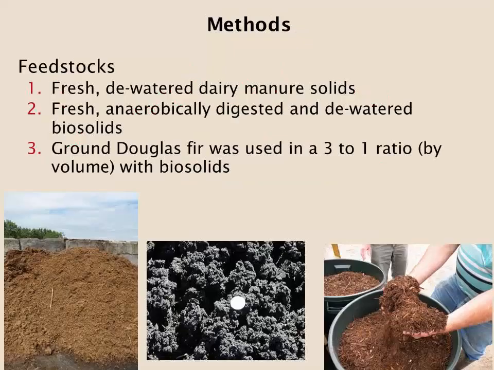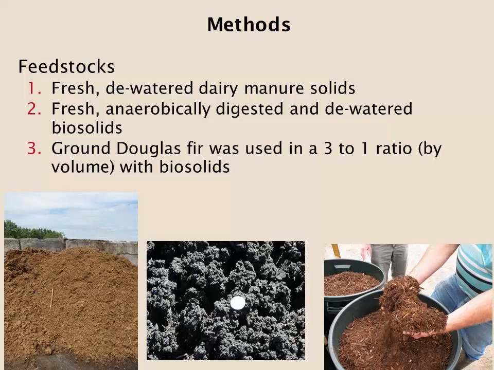So we looked at a couple of different materials: fresh dewatered dairy manure solids we got from one of our local dairies, and then we also looked at biosolids, which is material from a wastewater treatment plant that meets federal guidelines for land application. It's what's considered a Class B, which is partially treated. If you want to get to a Class A, which is fully treated and you can use anywhere, composting is a process used to get biosolids to a Class A material.